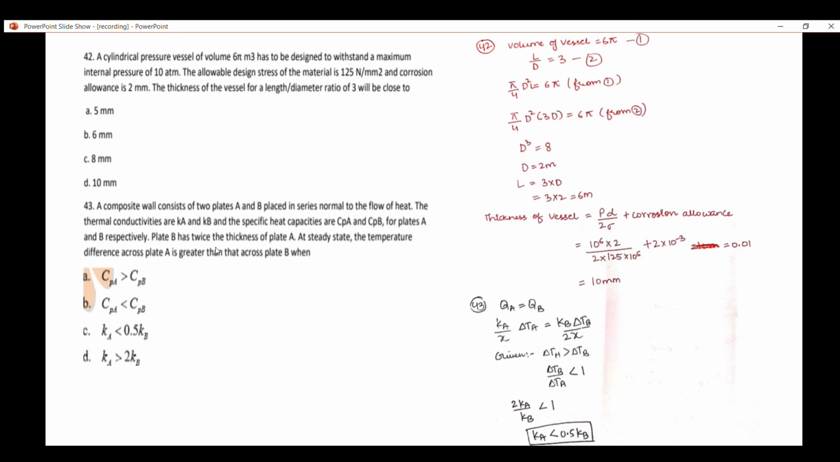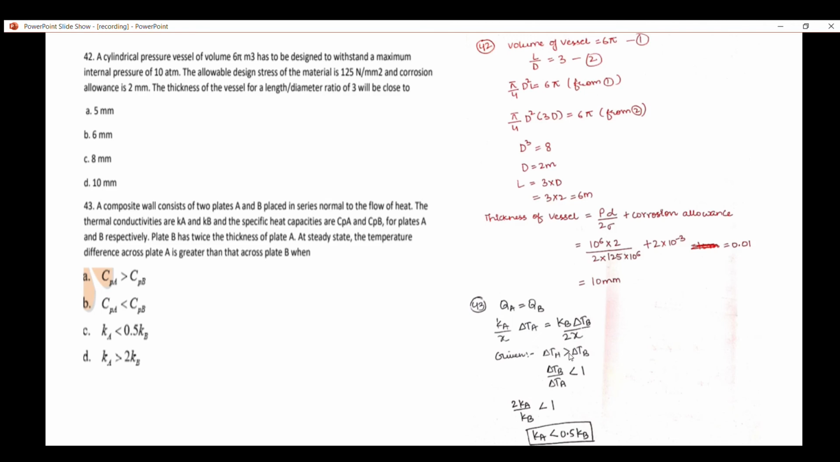So we have to find out that particular condition. We know that heat flow across A is equal to the heat flow across B. So according to Fourier's law of conduction, we can write this, and x and x will get cancelled, and we are writing 2x here because the thickness of B is twice the thickness of A, therefore 2x. And it is given that delta TA is greater than delta TB.